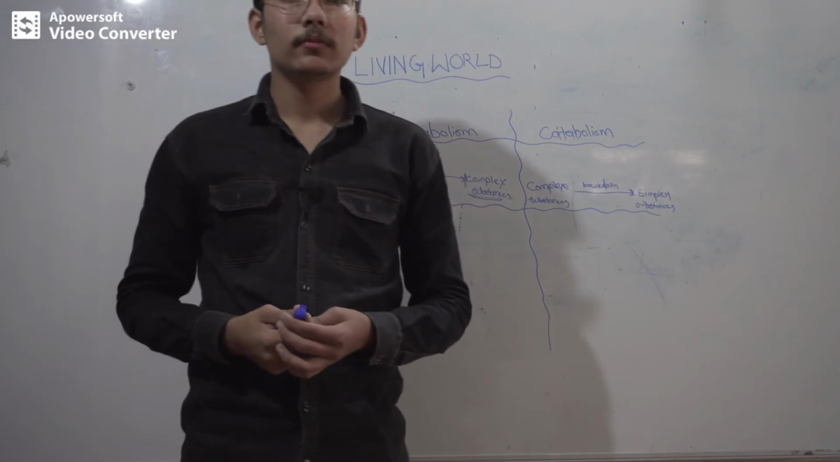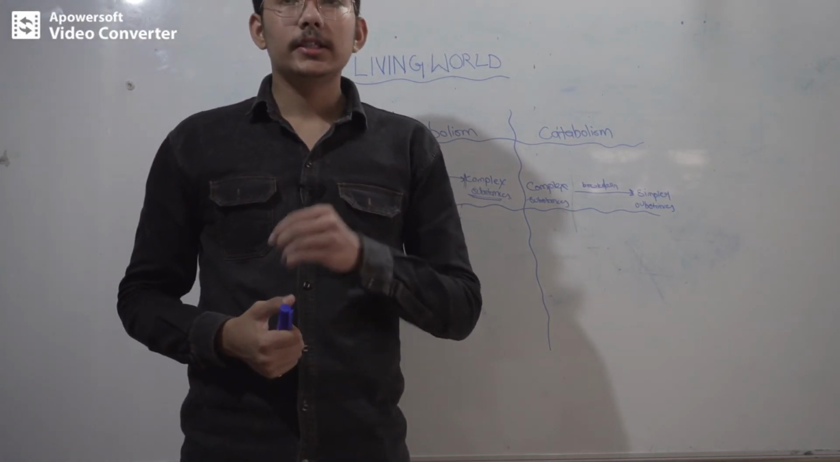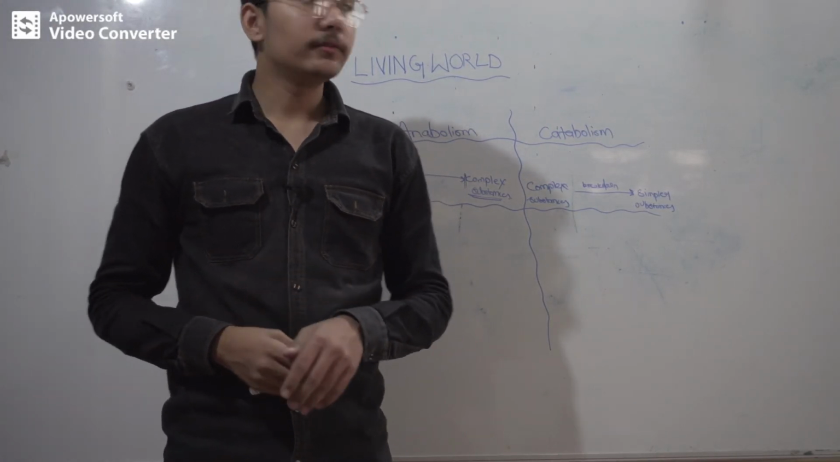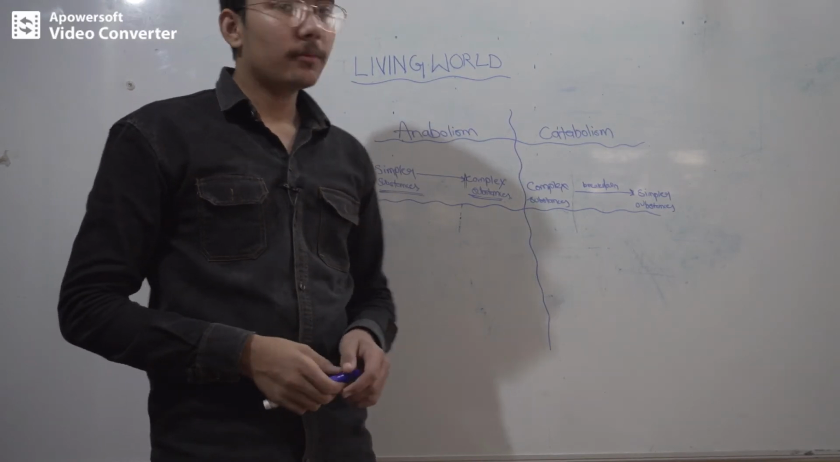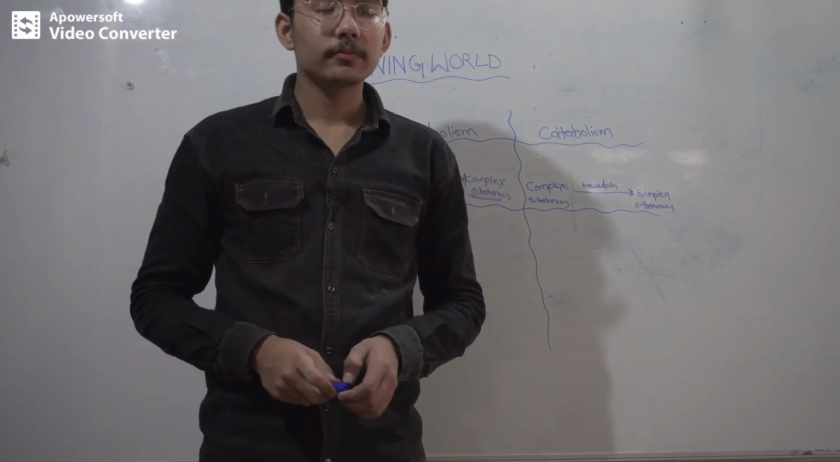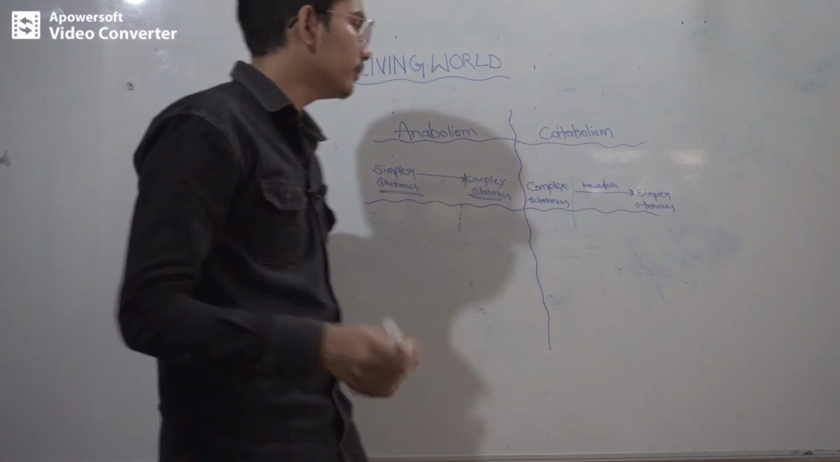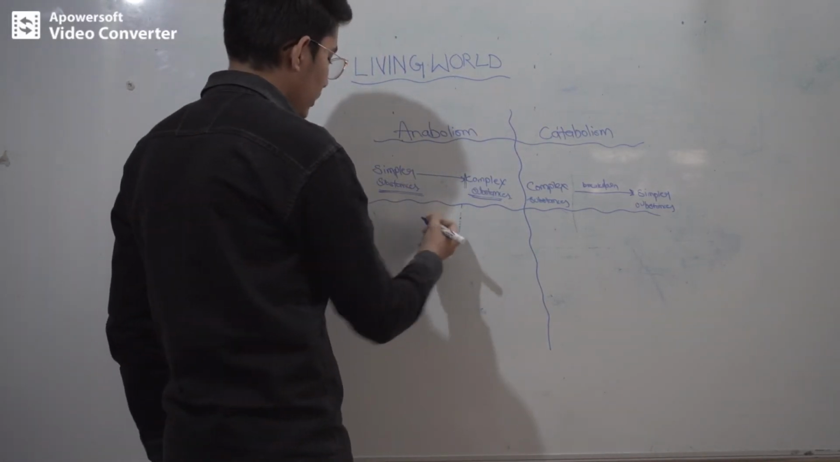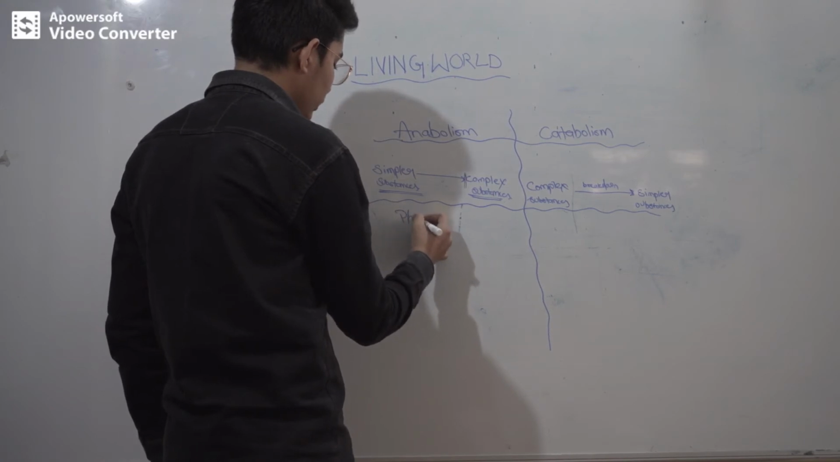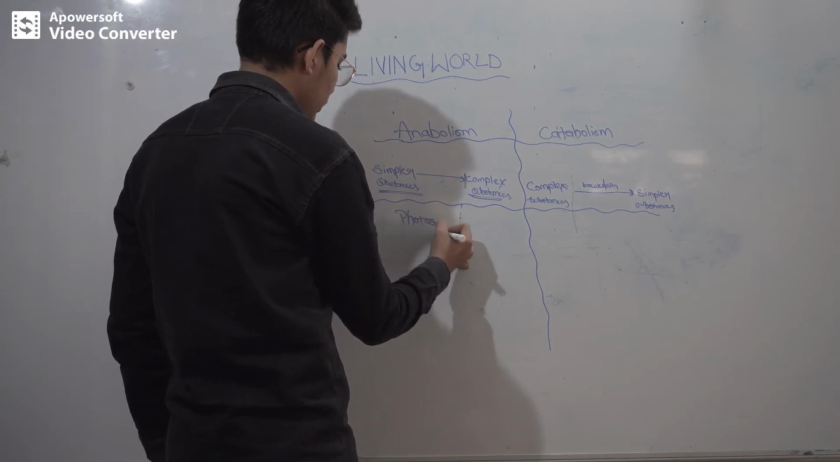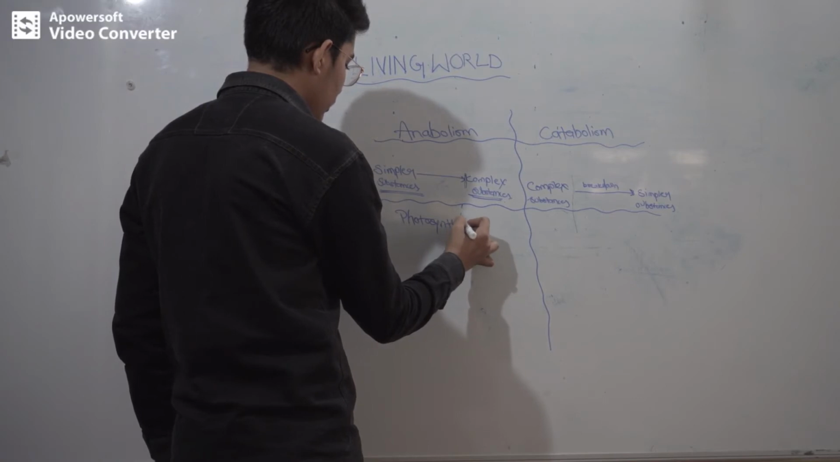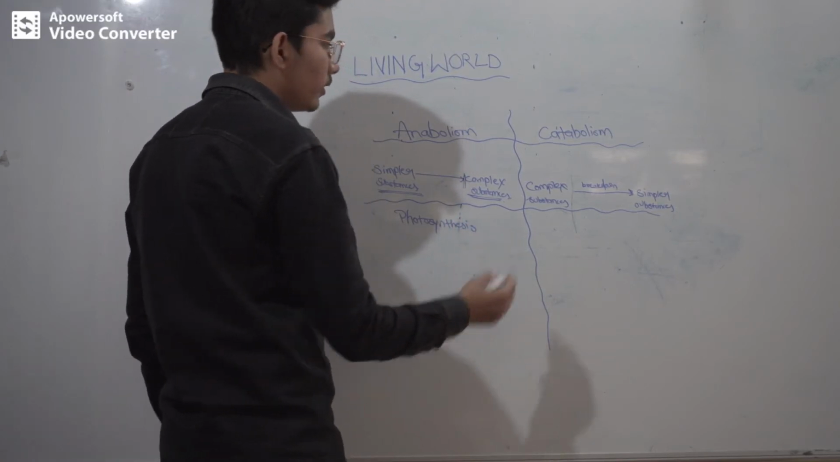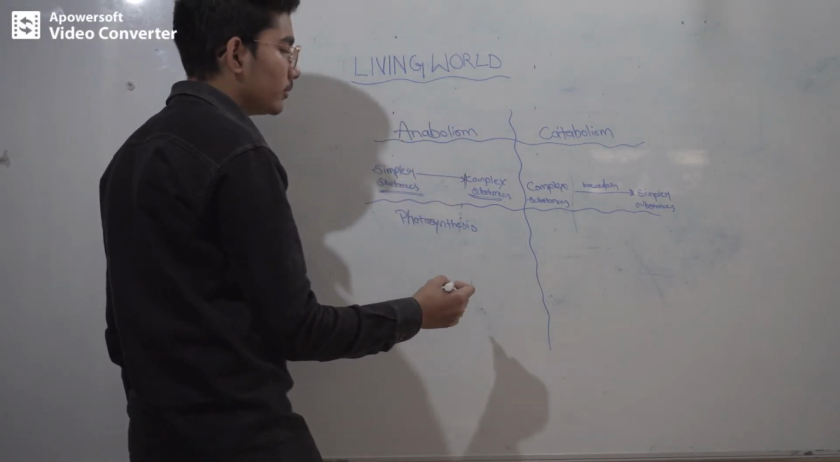Now, any example which tells us about anabolism and catabolism? So, one of the good examples is photosynthesis. And if we talk about catabolism, the respiration.